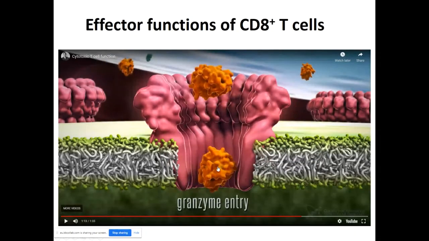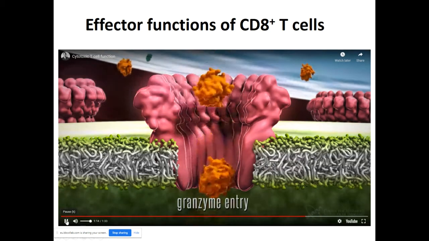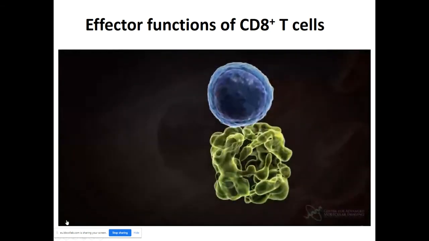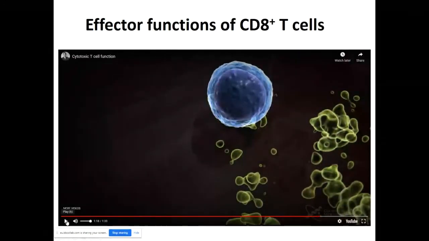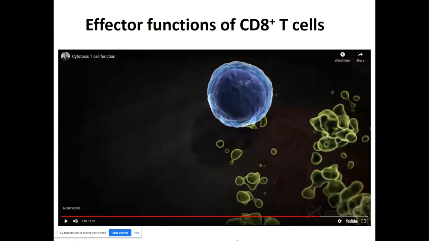This granzyme here is an enzyme that will drive apoptosis, or cell death, of the virally infected cells, so that the virus cannot replicate. And therefore, if the cell is dead, the virus will die as well. And what will happen? Granzyme gets inside, into the DNA, and kills the cell. You see how beautiful and how specific it is? No bystander effect. Only the virally infected cell will be destroyed by the cytotoxic T lymphocyte.